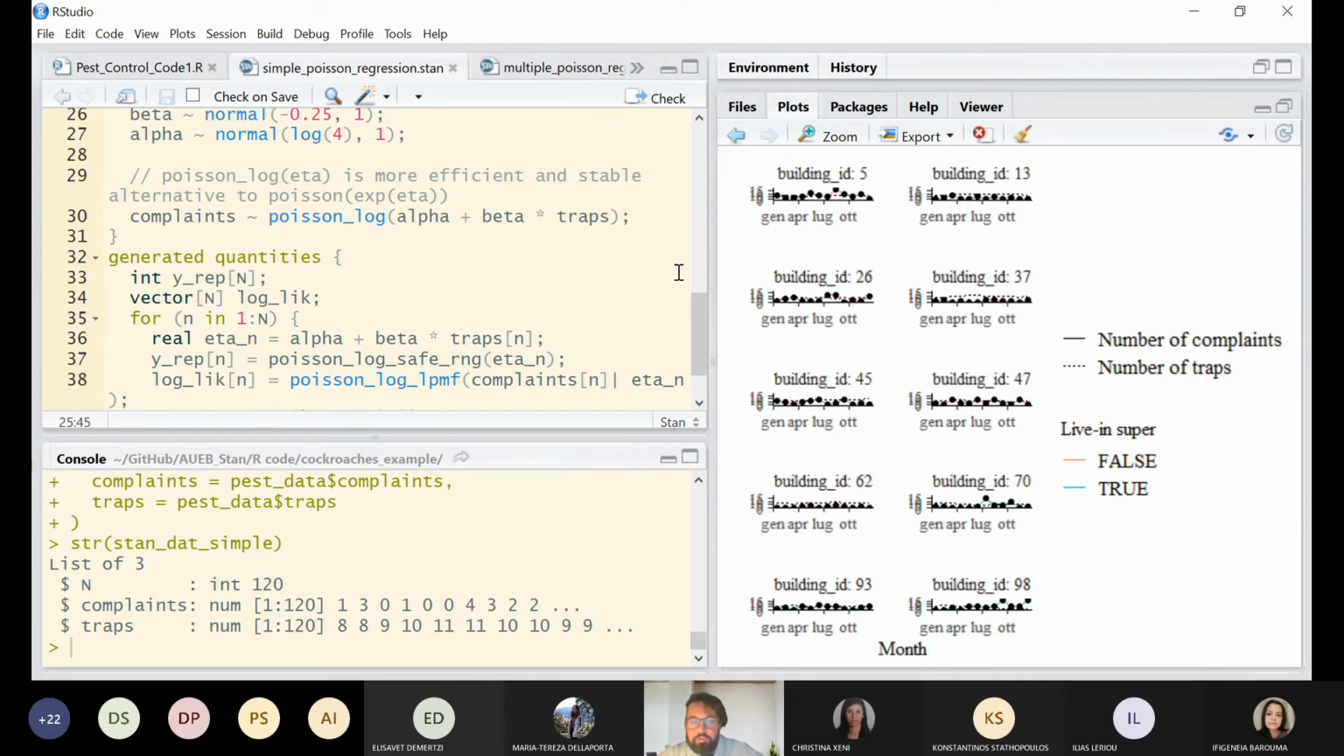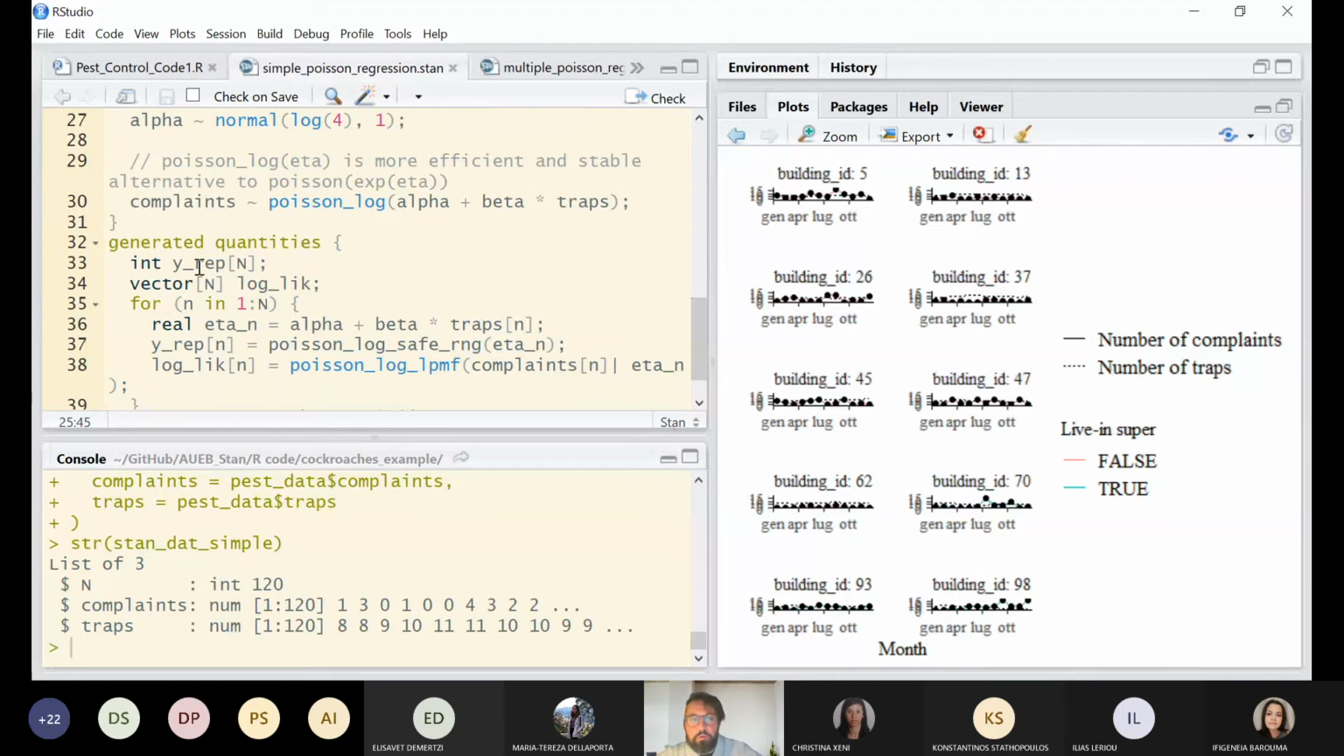And then I'm using the generated quantities to produce, let's say, S, capital S. I'm using capital S to indicate the number of replications, a vector of replications of Y, each of dimension n. So I will be producing S replications of a vector of dimension 120.